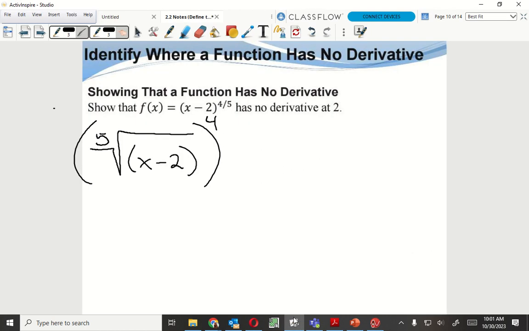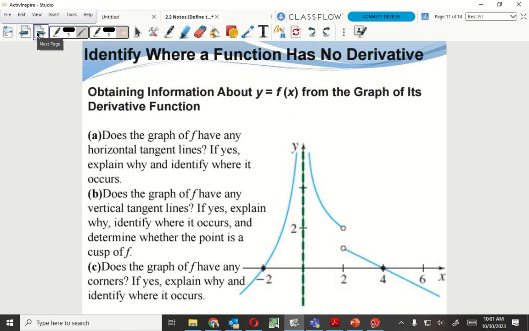So, going back to the notes. Right here, information about this from the graph and its derivative function. Does the graph have any horizontal tangent lines? Horizontal, which way is horizontal? Left and right, okay? Horizontal tangent lines, so that would mean that it would be approaching something but never really touching it. If yes, explain why and identify where that occurs. Okay, this graph here doesn't have that.